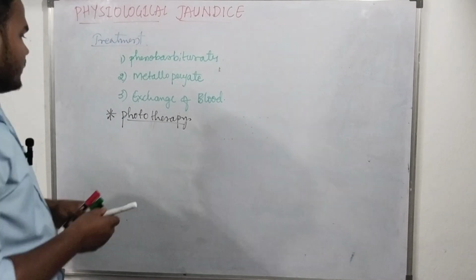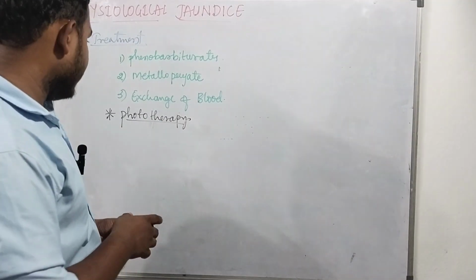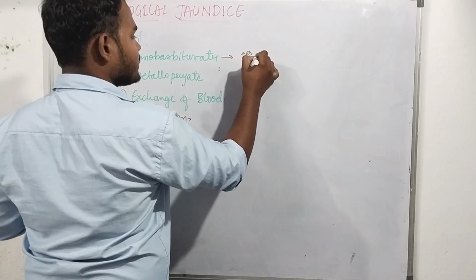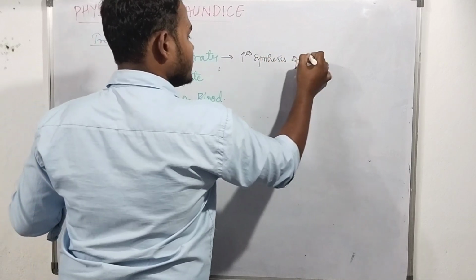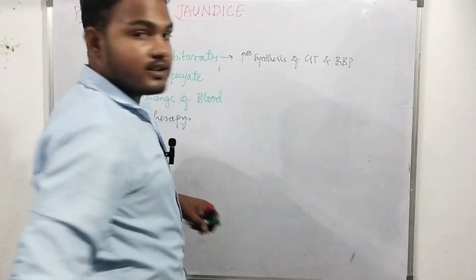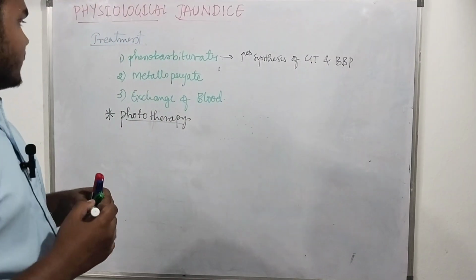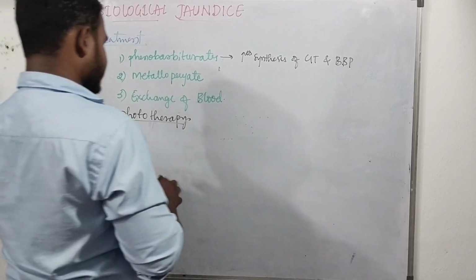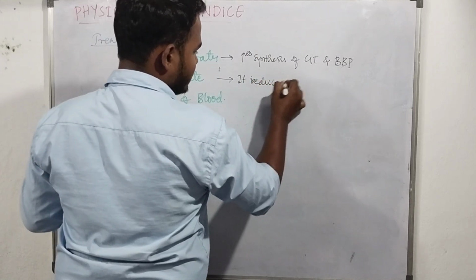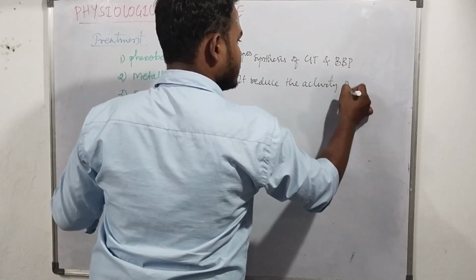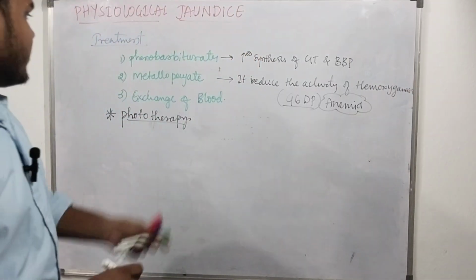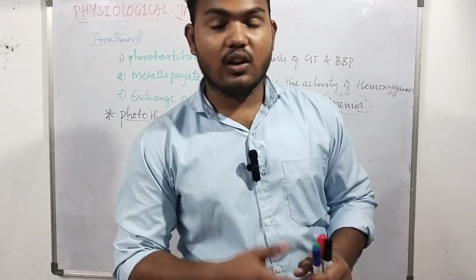In phototherapy, we will discuss it in another video, and here let me tell you that phenobarbital promotes the increased synthesis of GT and BBT, that is bilirubin binding protein, and glucuronide transferase synthesis is done by this phenobarbital. Next, this metalloporphyrin reduces the activity of heme oxygenase. Next, exchange of blood is there, and phototherapy. Okay, this is all about our physiological jaundice.